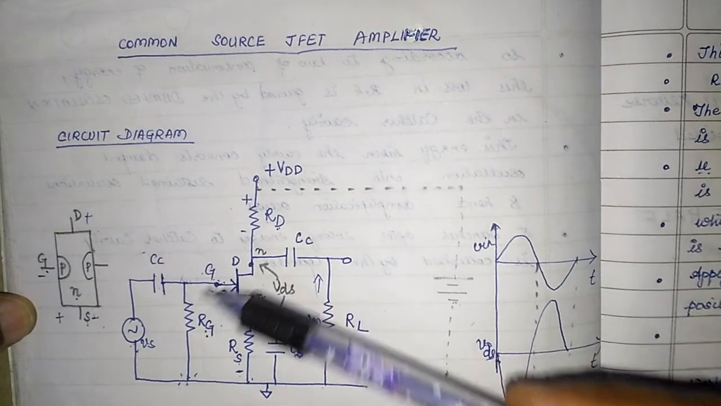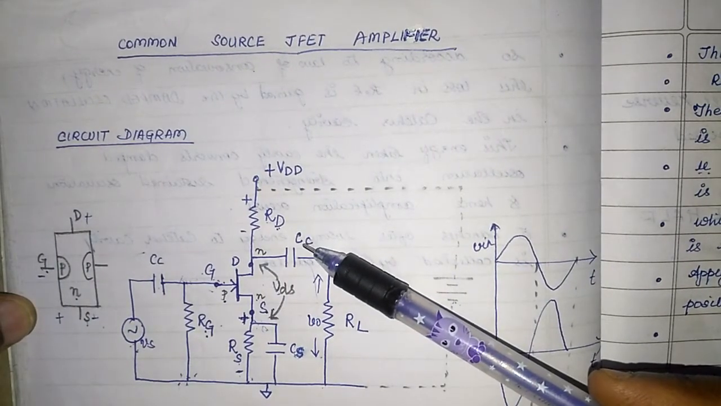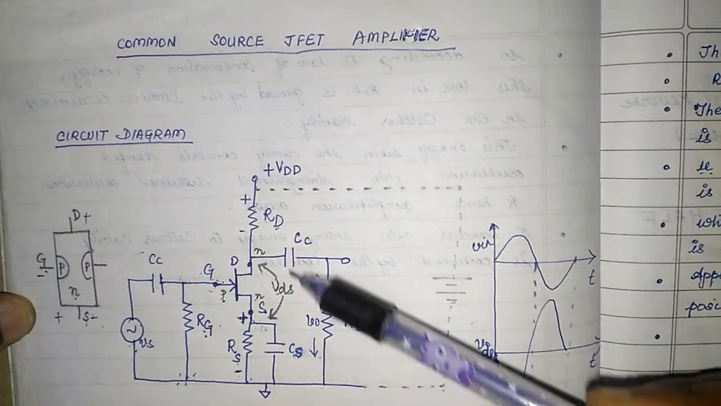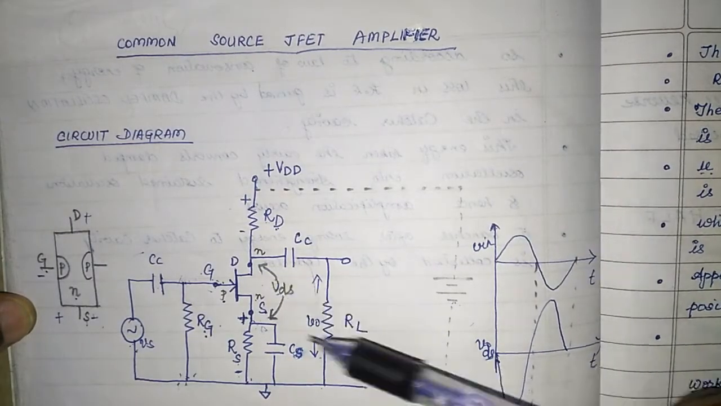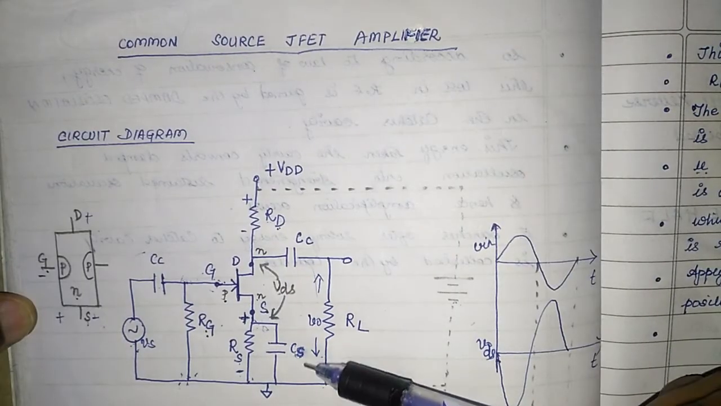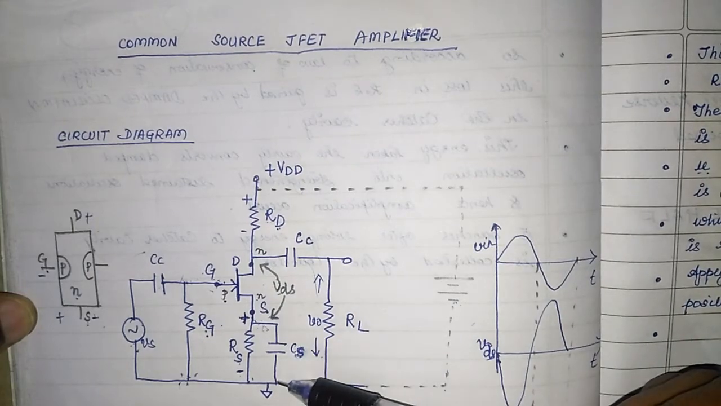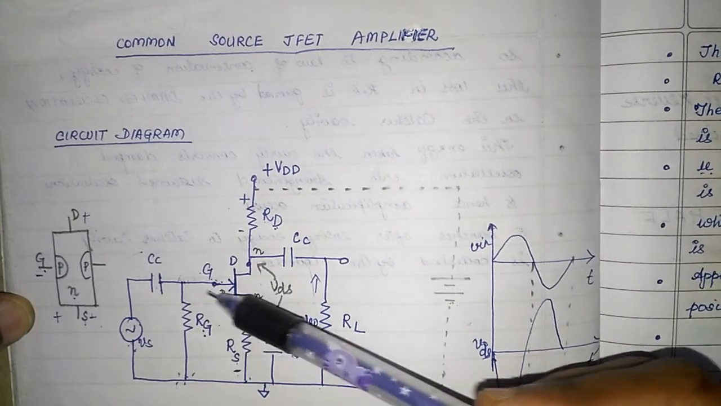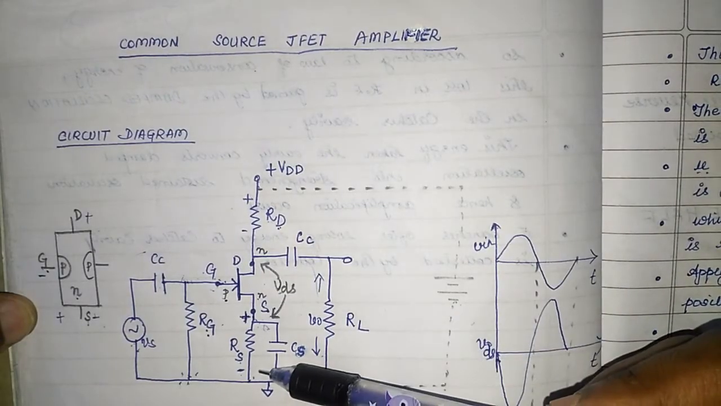Now what is the role of coupling capacitors? You know, they block DC and allow AC, and they take care of the DC conditions of the circuit so that it is undisturbed. So what's the role of the source bypass capacitance? It avoids AC negative feedback and keeps the source at AC ground, and you will realize that in the AC equivalent circuit.